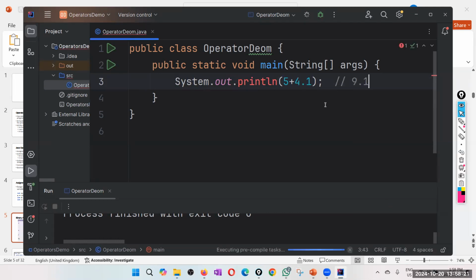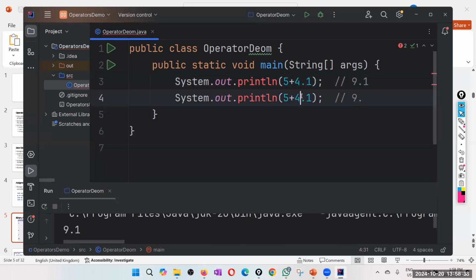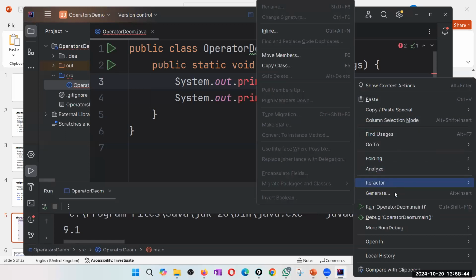You can just right click and run. So the output is 9.1. But if both are integers or whole numbers, the output is definitely also a whole number. For example, 5 plus 4 will be 9.